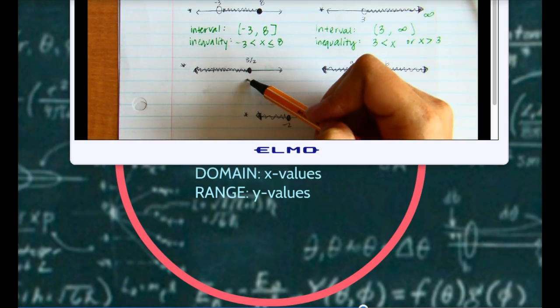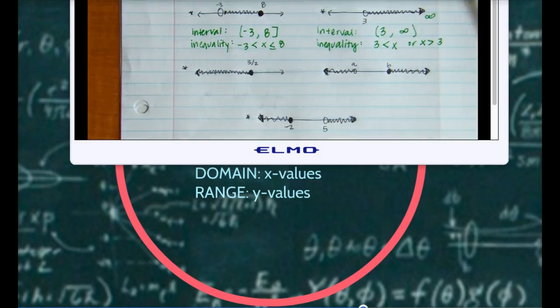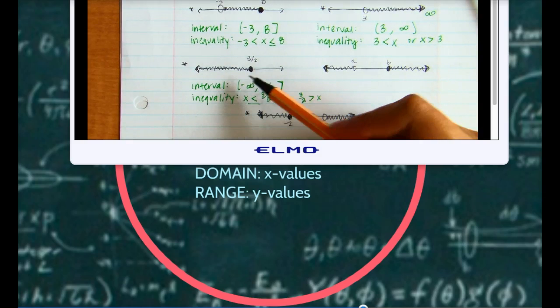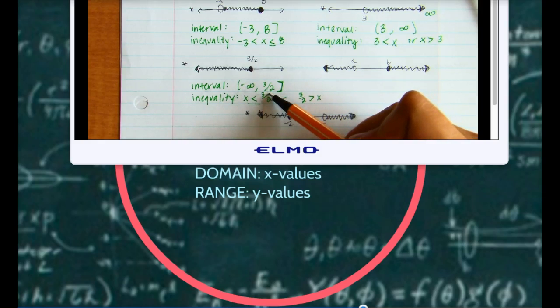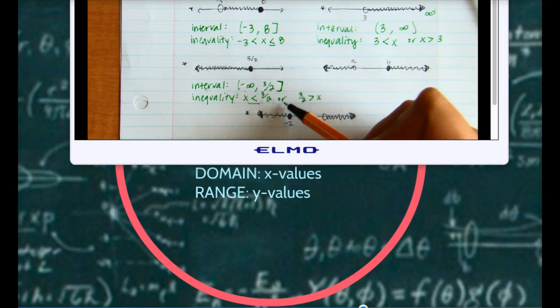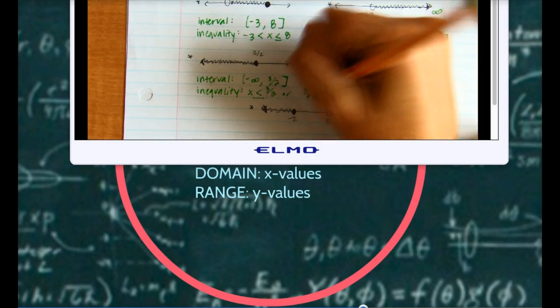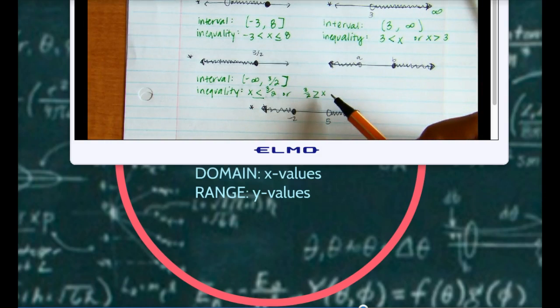What's the interval notation? What's the inequality notation? Your two notations, so you're going to have parenthesis, negative infinity, comma 3/2, close bracket. And then for inequalities, x is less than or equal to 3/2, or 3/2 is greater than or equal to x. So let's look at these last two examples.